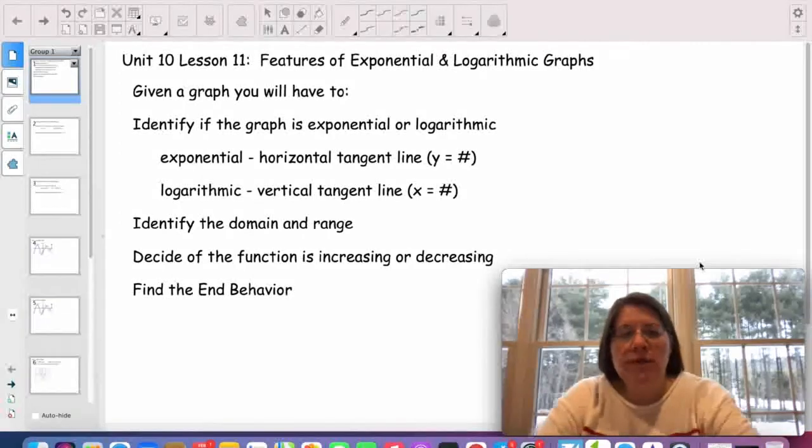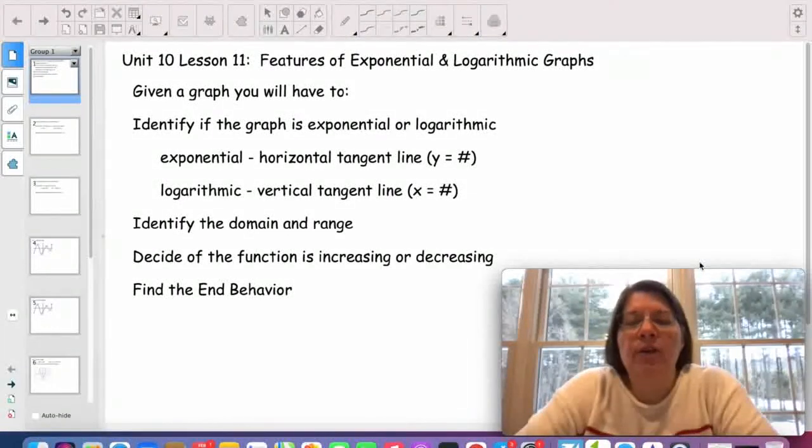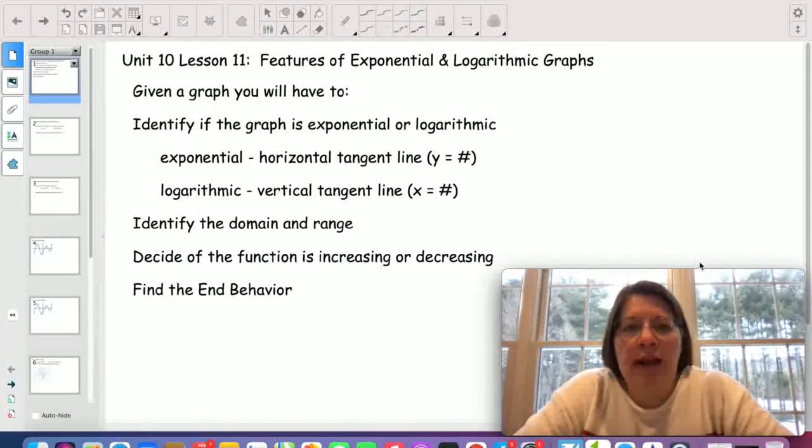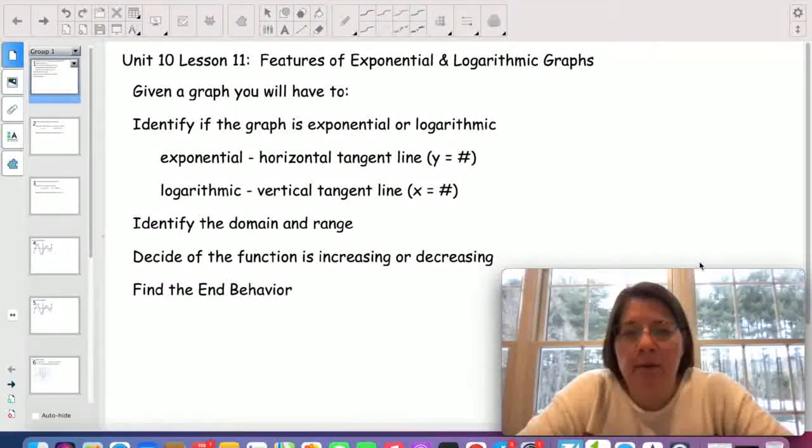This is Unit 10, Lesson 11. We're going to talk about features of exponential and logarithmic graphs today. And you're going to be given a graph and you're going to be asked to identify if the graph is exponential or logarithmic. And they're going to give you the equation along with the graph. So that's going to be pretty easy to tell.